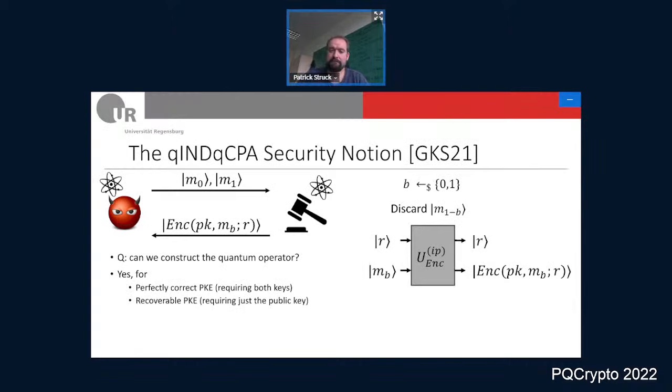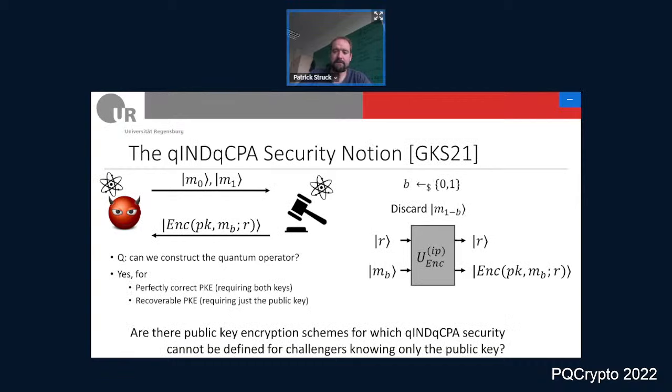The core part in this prior work, as mentioned earlier, is that it is not obviously clear that you can realize this operator. In prior work, we showed that this works for schemes that are perfectly correct, so no decryption failures. But here the construction requires both keys, so both the public and the secret key. The other one we showed for recoverable public key encryption schemes, and then we could show that you just need the public key of the scheme. So more details here on the recorded talk. But very briefly, recoverable public key encryption schemes are schemes where, if you know the randomness that was used to produce a ciphertext, then you can decrypt the ciphertext to the message without knowing the secret key. In this sense, the random coins give you enough information to recover the message from the ciphertext.